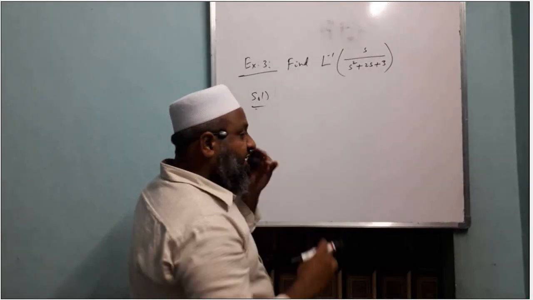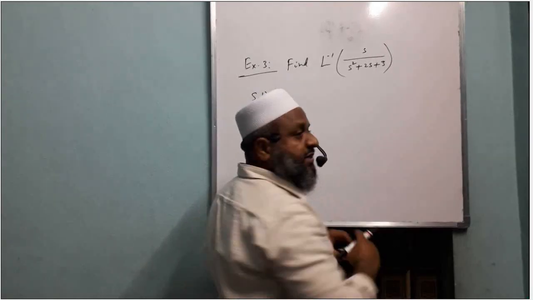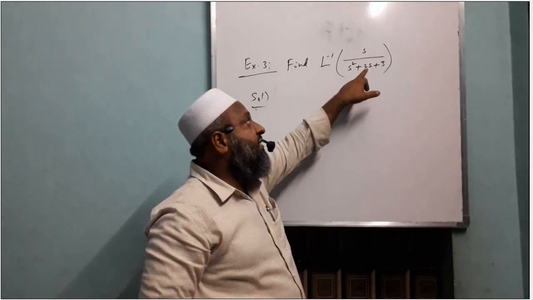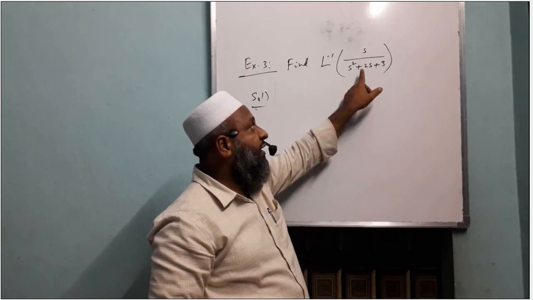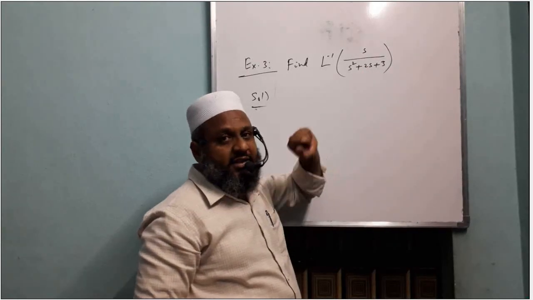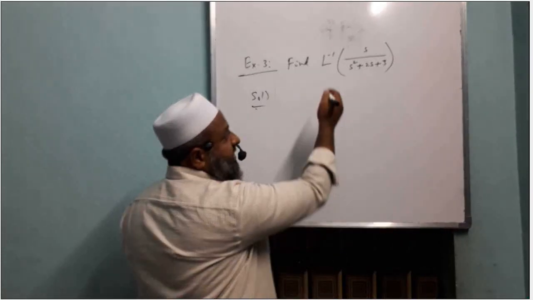Okay, now we are finding the inverse transform for this one. The denominator is s square plus 2s plus 3. If you look at this, the discriminant for this is 4 minus 4 into 1 into 3. That is negative, therefore it has no real factors of first degree, and hence it is irreducible.